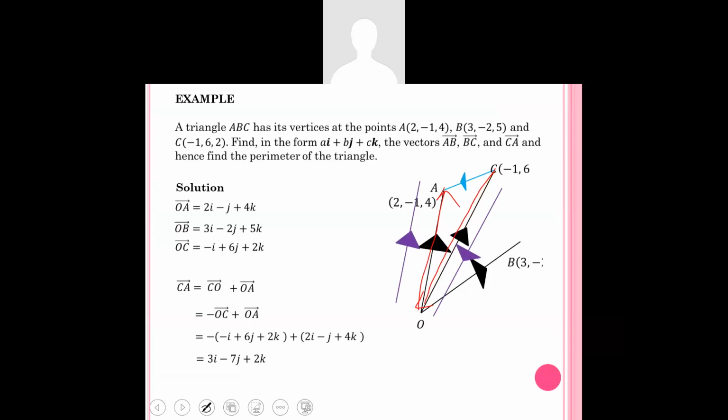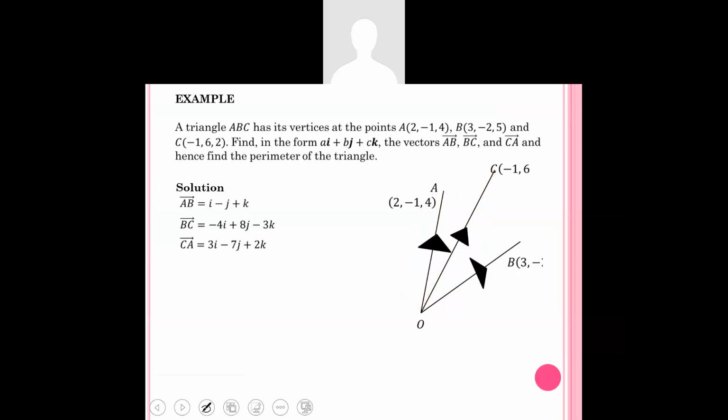But wait, the question said, hence find the perimeter of the triangle. So that means we need to look for the magnitude. It means the weightage of each of these vectors. So how do we look for the magnitude? When you modulus your vector, you take each coefficient of i, coefficient of j, coefficient of k, take them all and square them.